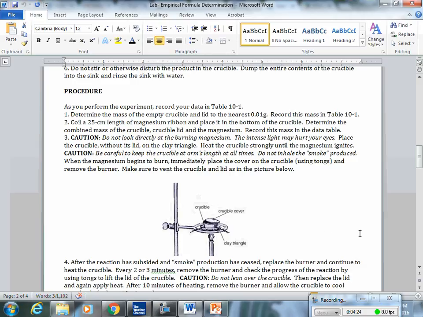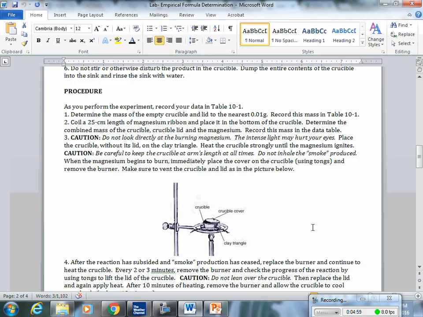During this lab, you're going to use a setup that looks similar to this, where we have the crucible cover vented once again. You're going to take 25 centimeters of magnesium and place it in the crucible. I will show you right before we do the lab how to coil up the magnesium ribbon. So we'll take 25 centimeters, you will coil it up, and put it in the crucible. Once again, do not look directly at the burning magnesium. The intense light may hurt your eyes.